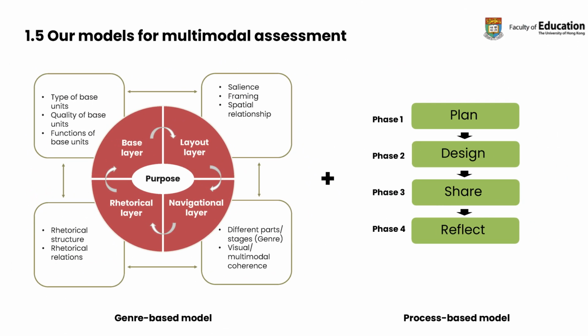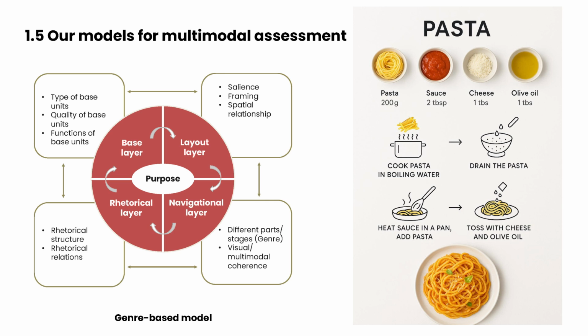Now, we would like to introduce our models for multimodal assessment to you. The models include a genre-based model and a process-based model. Let's focus on the genre-based model first. To help you easily understand this model, we will use one poster as an example. The first component in this genre-based model is communicative purpose. The primary purpose of this poster is instructional or informing. It aims to guide the audience through the steps of making pasta in a simple and clear way.